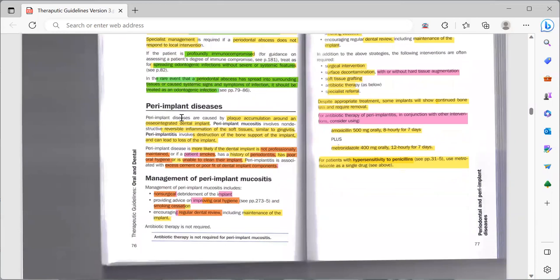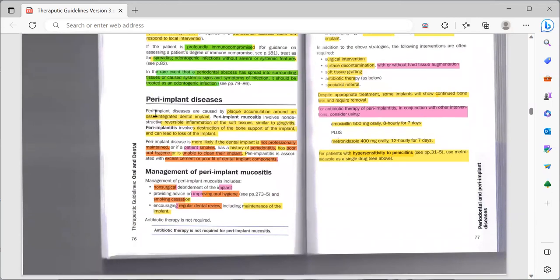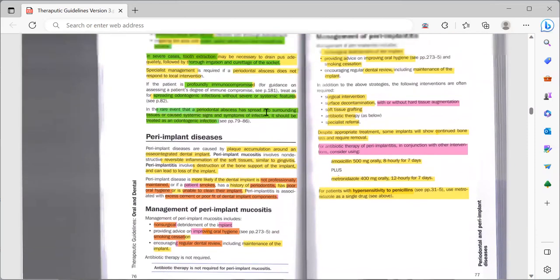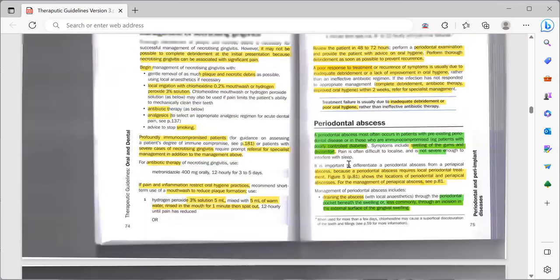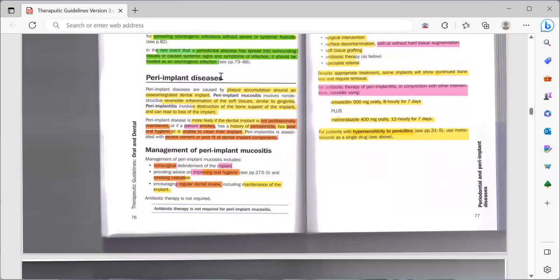Then the peri-implant diseases. So the peri-implant diseases are caused by plaque accumulation. So everywhere the main culprit is the plaque. Here also plaque, here also plaque, in NUG also plaque. Everywhere the plaque is the thing which is helping everything to happen. Okay, accumulation around an osseointegrated dental implant.